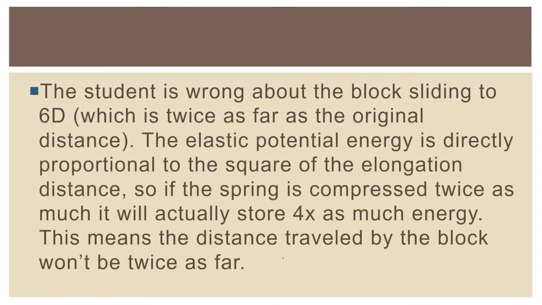And so what I wrote here is the student is wrong about the block sliding to 6d, which is twice as far as the original distance. The elastic potential energy is directly proportional to the square of the elongation distance. So if the spring is compressed twice as much, it'll actually store 4 times the amount of energy. This means that the distance traveled by the block won't be twice as far.